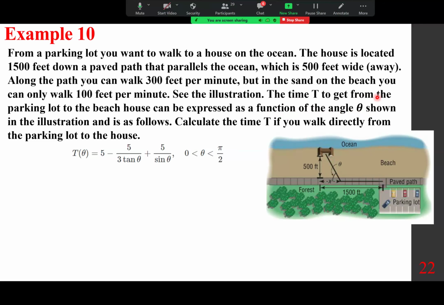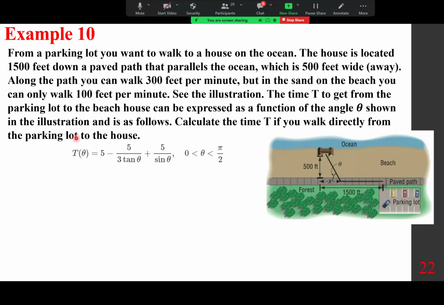So the time t to get from the parking to the beach house can be expressed as a function of the angle theta, shown in the illustration, and is as follows. T of theta is 5 minus 5 over 3 tan theta plus 5 over sine theta, where theta is between 0 and pi over 2. All right. Calculate the time t if you walk directly from the parking lot to the house.